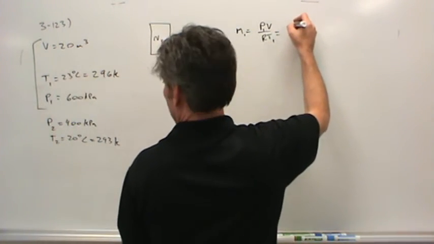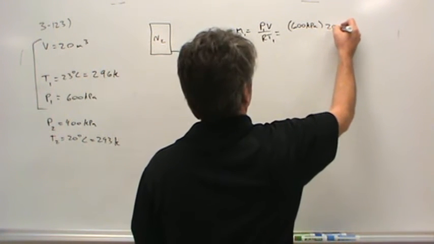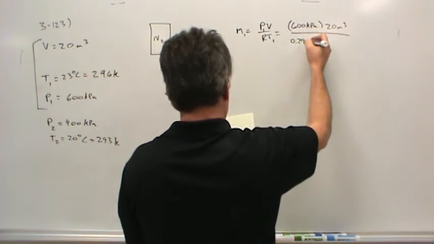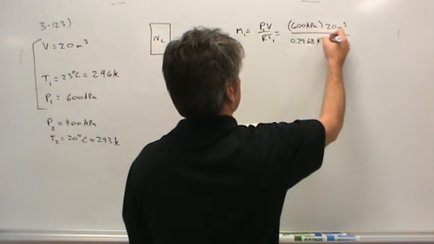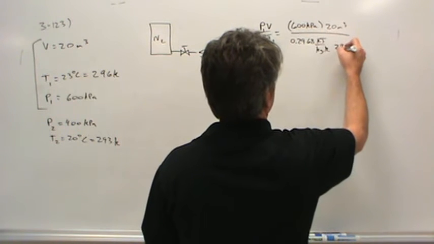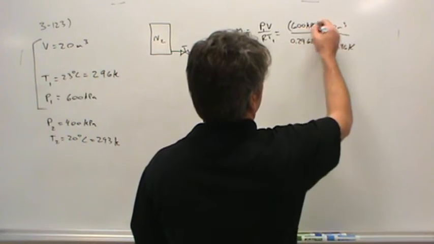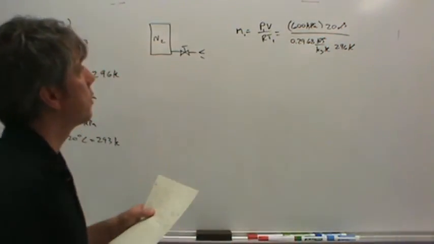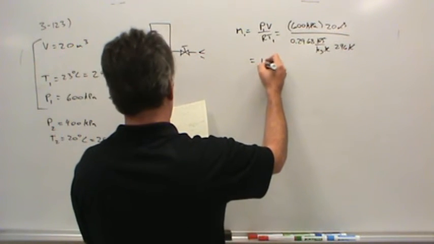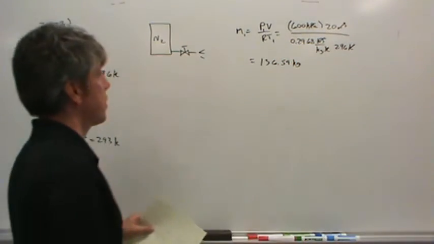Anyway, plugging in the numbers, 600 kilopascals for the initial pressure, volume of 20 cubic meters, gas constant for nitrogen, I looked that up, it's 0.2968 kilojoules per kilogram per Kelvin, and the initial temperature, 296 Kelvin. Let's see, kilopascals, cubic meters cancels with kilojoules, so we just got kilograms, so that works out. And the amount of mass is 136.59 kilograms. So that's the mass in the system initially.